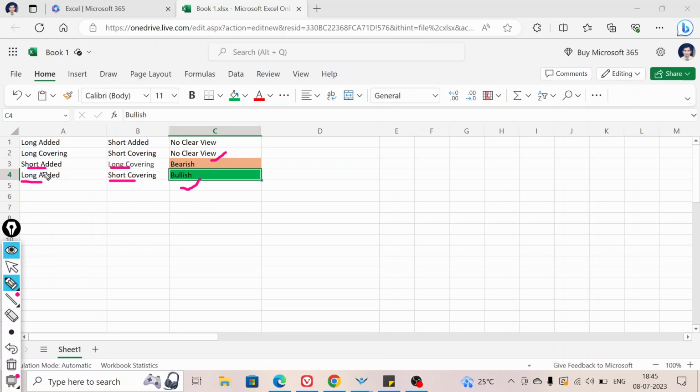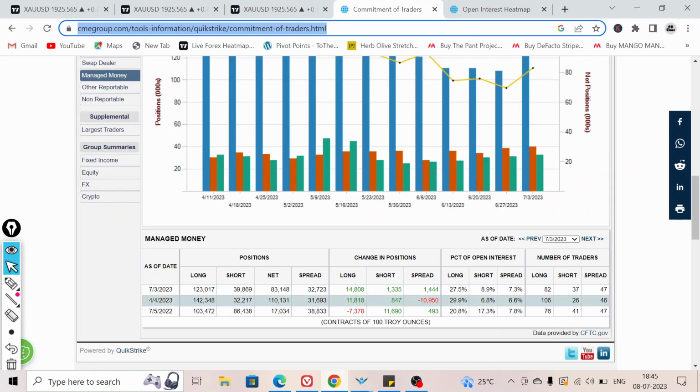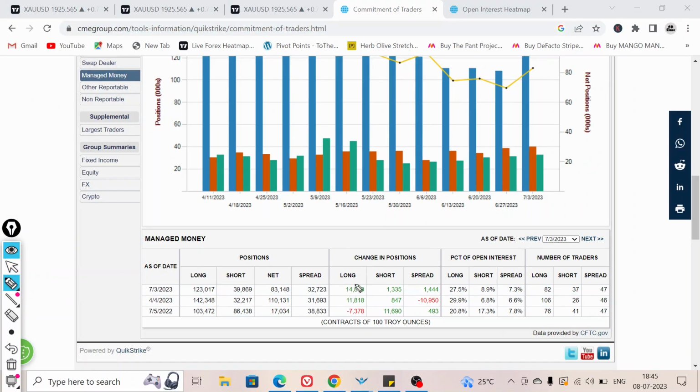This time you can see from the change in position that they are adding to the longs and also adding to the shorts. So as per the latest COT report, we have no clear view this time, but the numbers play a big role. What does it mean? If we look at the numbers, this time they added big positions in the longs. They added a good quantity.